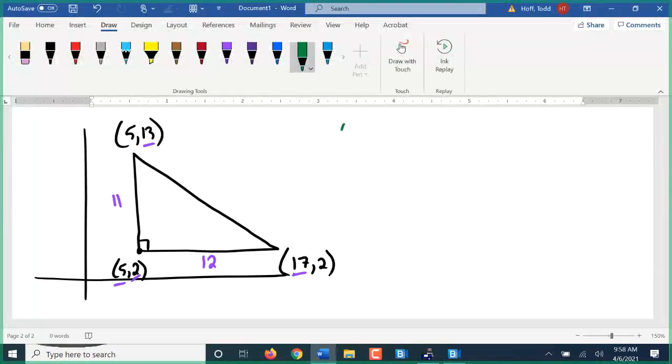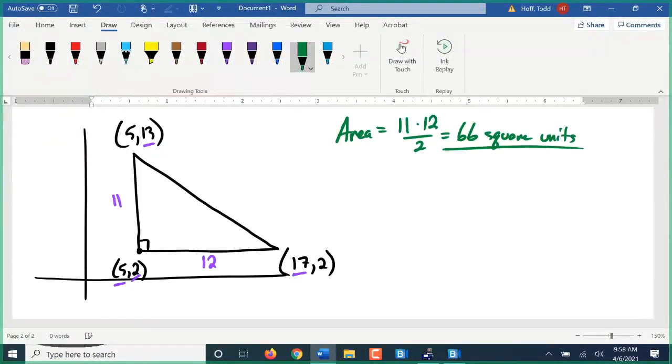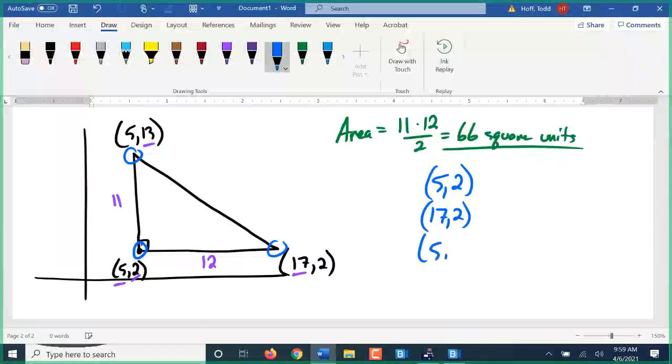So the area would be 11 times 12 divided by 2, or 66 square units, whatever the units are on that graph. But let's use our coordinate method to find that area. So I'm going to start with 5, 2. Then we go to 17, 2. Then 5, 13. Then back to 5, 2.